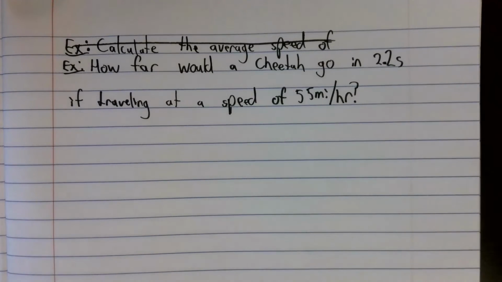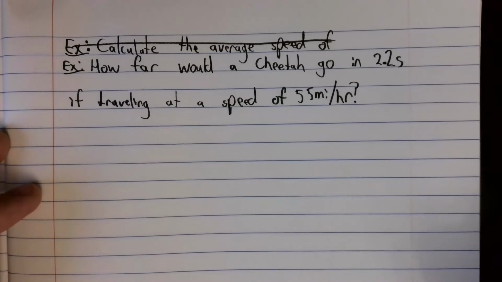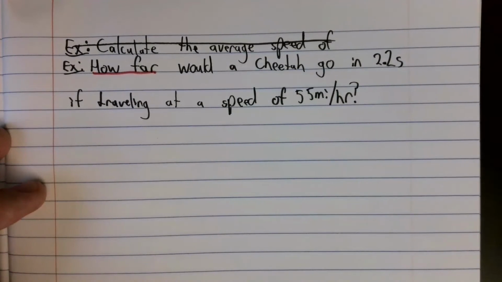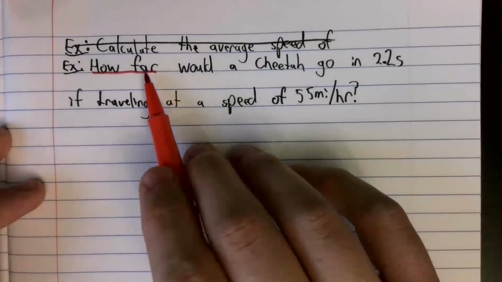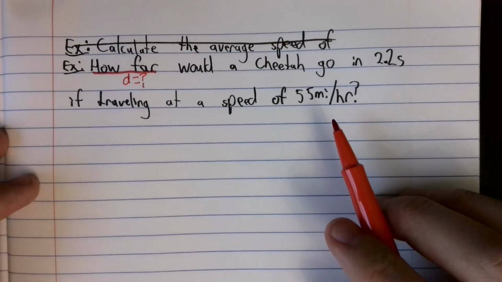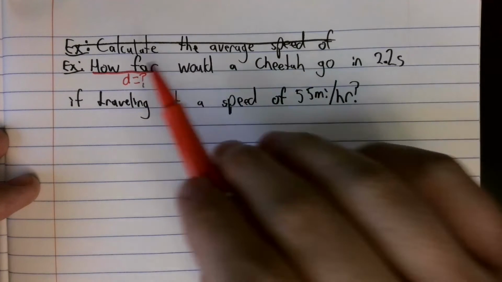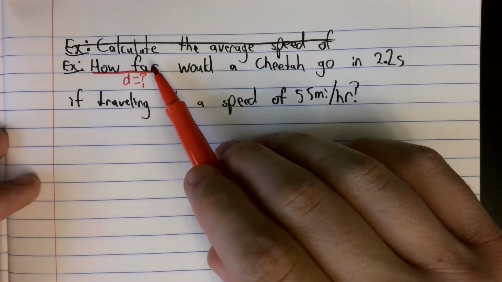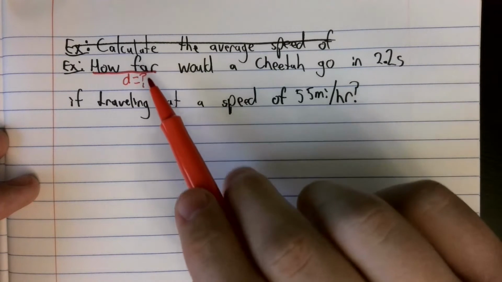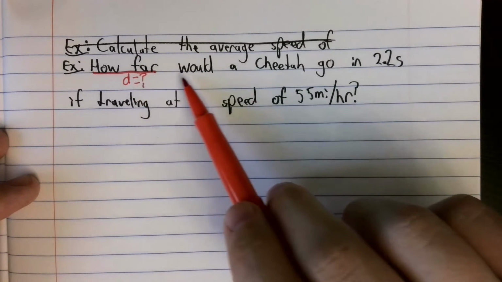Okay, so let's break it down. What's the unknown? What are we trying to find? The question asks, how far? If I'm asking how far it goes, that's got to be distance. That means they're asking me for distance. How much distance does the cheetah cover? If I say how fast, maybe they're talking about speed. If I say how long does it take to get here, that might be time. But let's read on just to make sure that's distance.